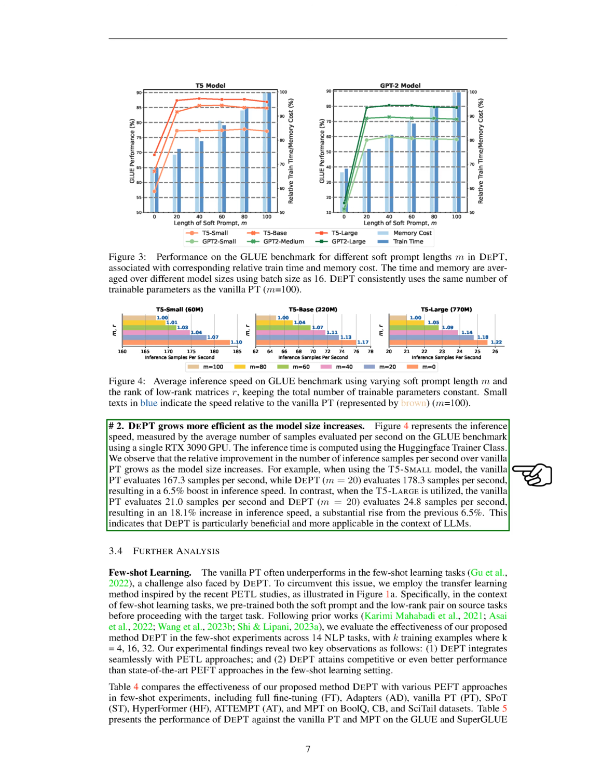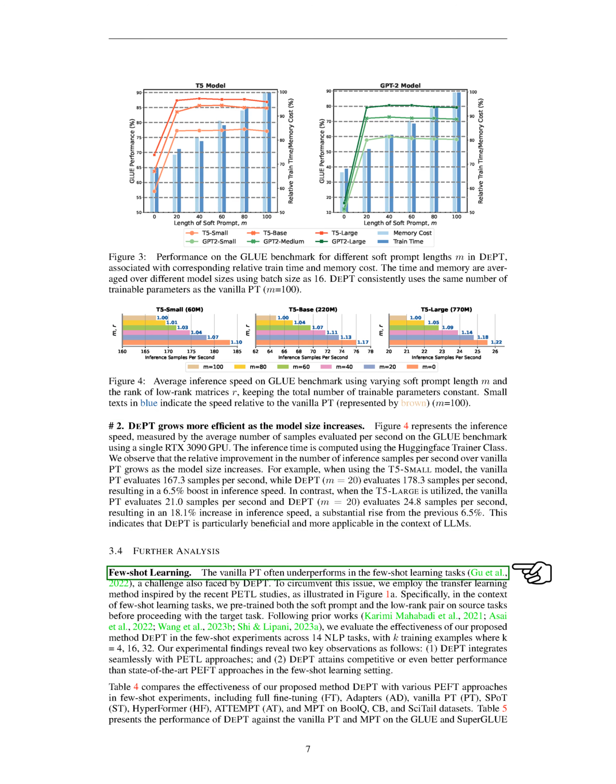We measured inference speed by the average number of samples evaluated per second on the GLUE benchmark using a single RTX 3090 GPU. The relative improvement in the number of inference samples per second over the standard PT increased as the model size increased. For example, with the T5 Small model, the standard PT evaluated 167.3 samples per second, while DePT evaluated 178.3 samples per second, a 6.5% increase in inference speed. When we used the T5 Large model, the standard PT evaluated 21.0 samples per second and DePT evaluated 24.8 samples per second, an 18.1% increase in inference speed, a significant increase from the previous 6.5%. This suggests that DePT is particularly useful and more applicable in the context of large language models.